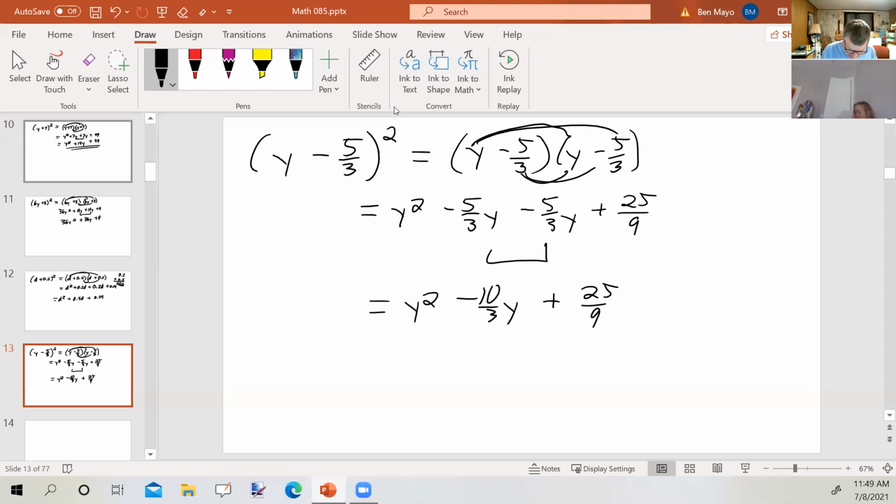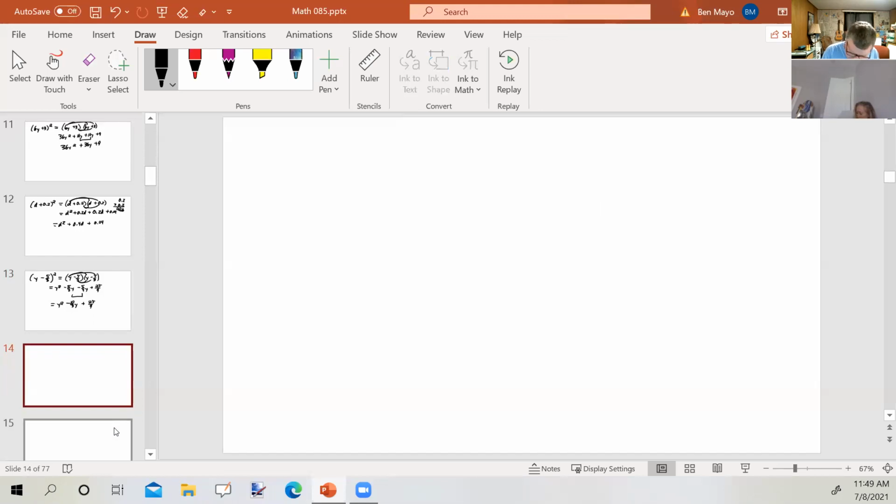Okay, now let's raise the stakes a little. What if we've got x plus 4, the quantity cubed?